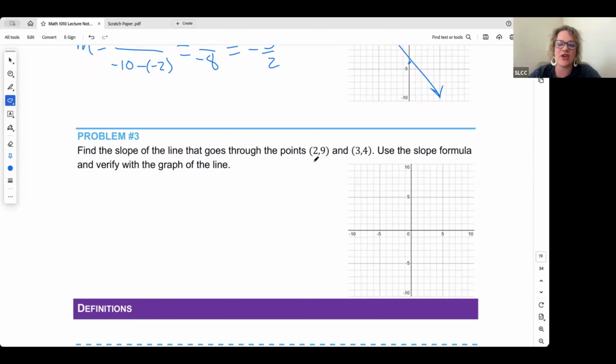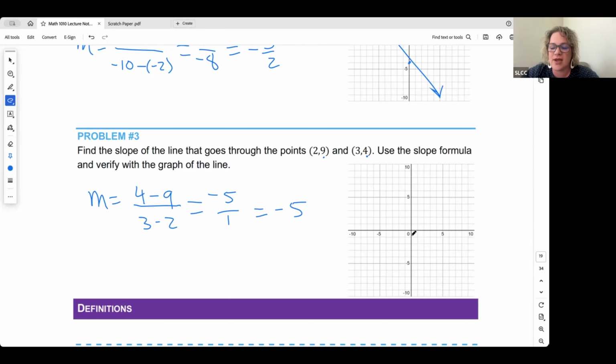Find the slope of the line that goes through these 2 points, and then use the slope formula and verify on the graph. So the same thing, we can take 4 minus 9, so subtracting the y values, divided by 3 minus 2, subtracting the x values. 4 minus 9 is a -5. 3 minus 2 is 1. So the slope is -5.